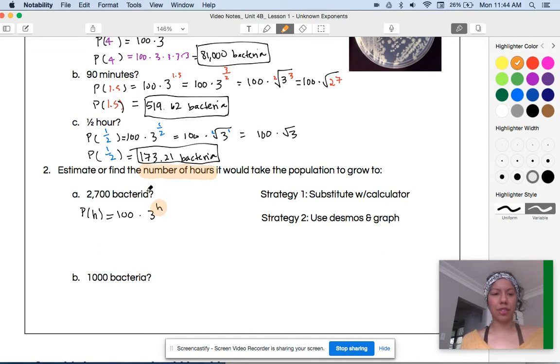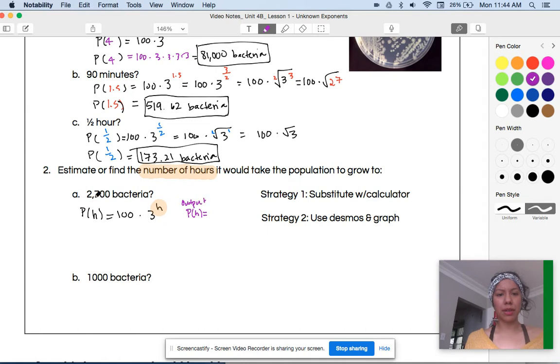So we know that's our variable. In this case, we're going to say that P of H, meaning the output, is given to us. We know it's 2,700. So we're going to substitute in 2,700 in place of the whole P of H. So that's going to equal 100 times 3 to the H power.